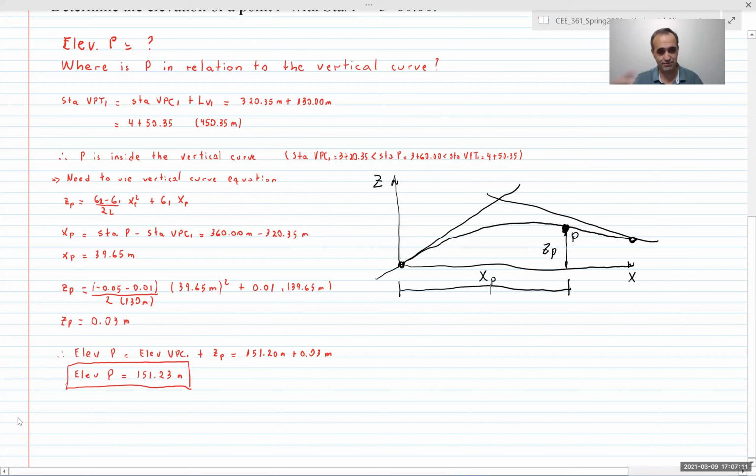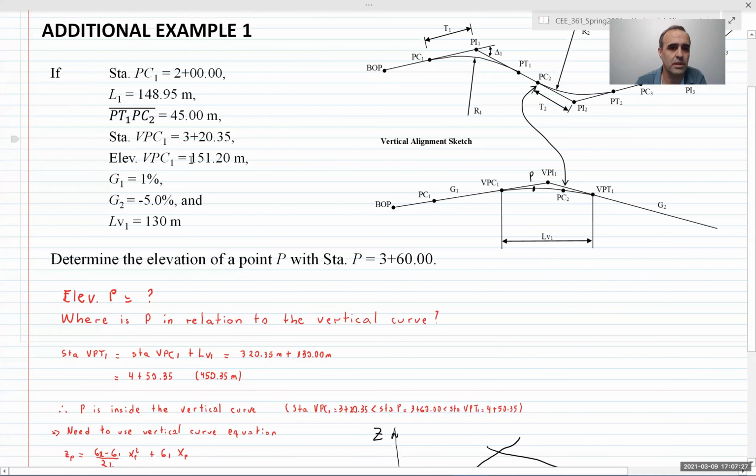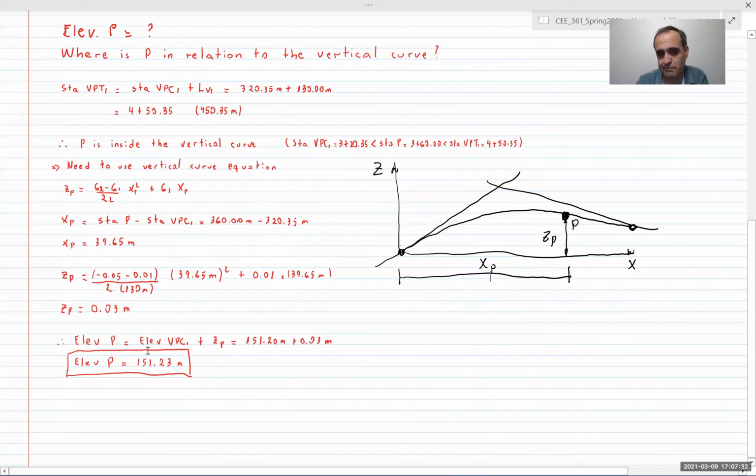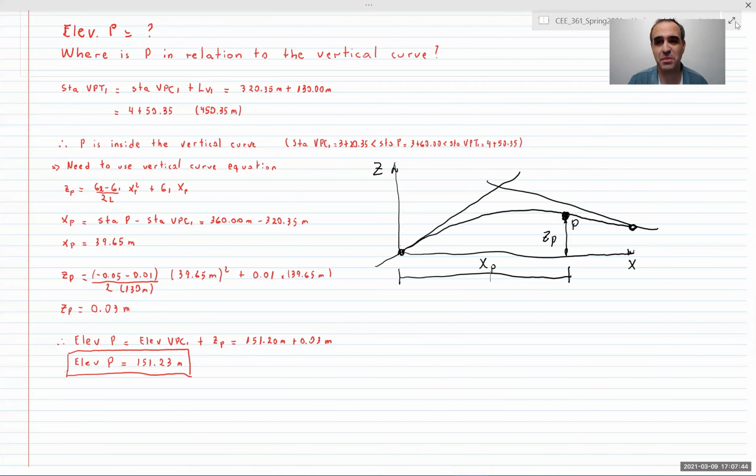So even though we are quite a distance already inside the curve, the difference in elevation between those 2 points is very small. And then I add that difference in elevation to the elevation of the VPC, which is also given, right? So it's given over here. And that's it. Is it simple enough? Not hearing anything, I assume it's very simple.